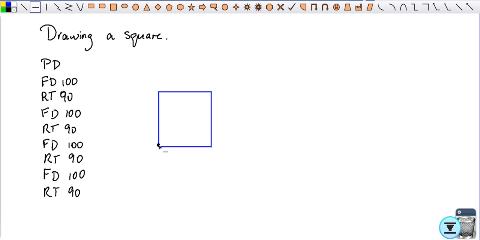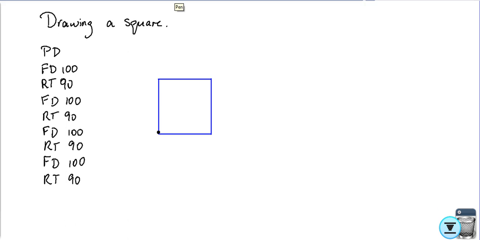Okay? Now, let's notice what I have here. From what I can see, I have forward 100, right 90, repeated four times. 1, 2, 3, and 4. So, from what I can see, we could have used the repeat command. How can I use the repeat command to draw that?